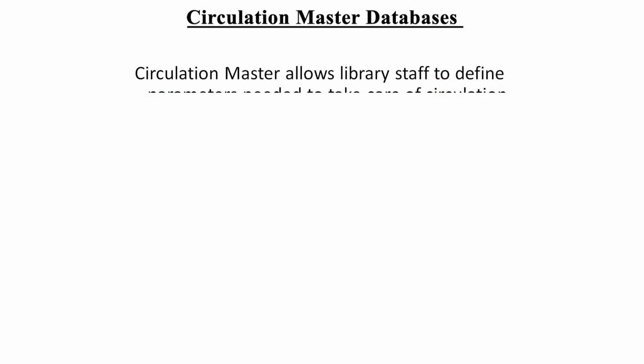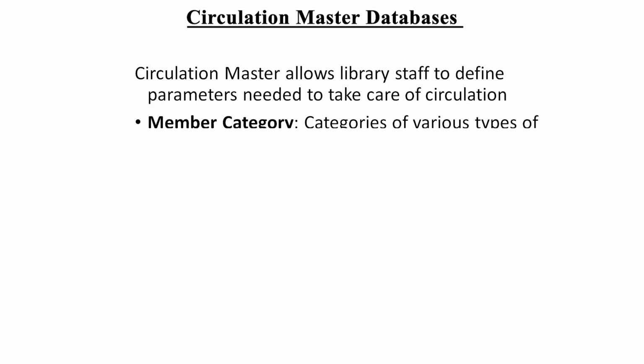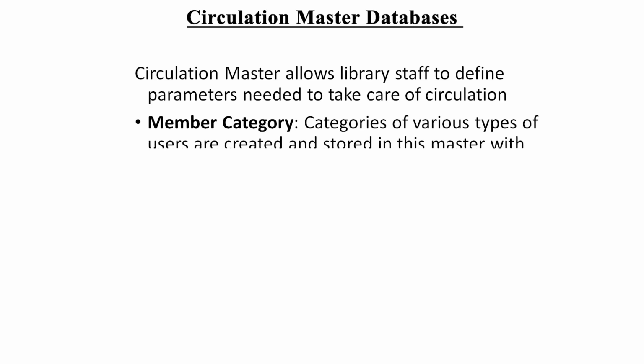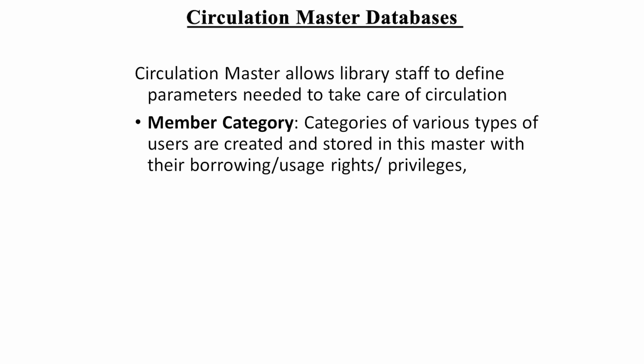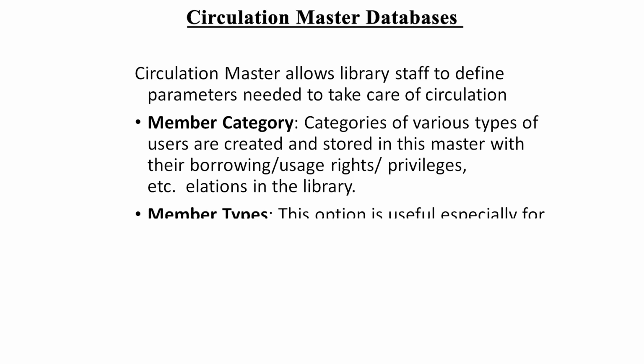So circulation should have a master database. What is a master database? It allows library staff to define parameters needed to take care of circulation. What is the member category? Categories of various types of users are created and stored in the master file, along with their borrowing, usage rights, privileges, etc. in the library.